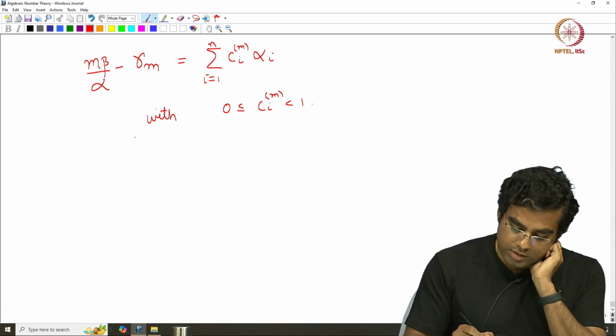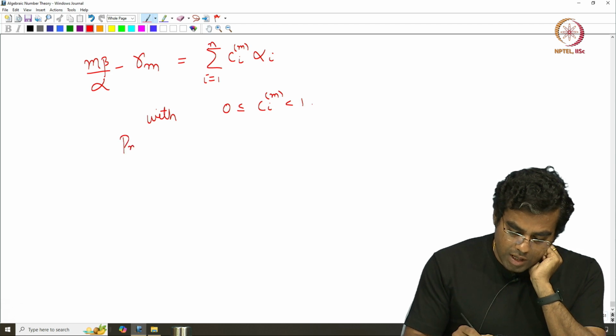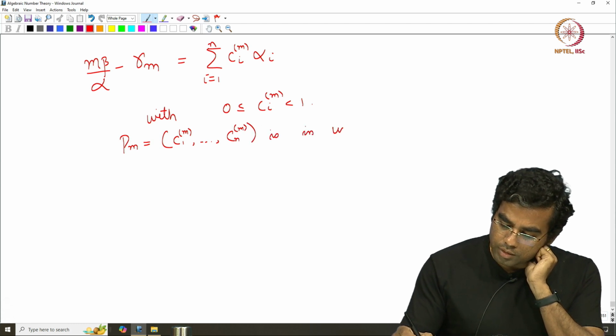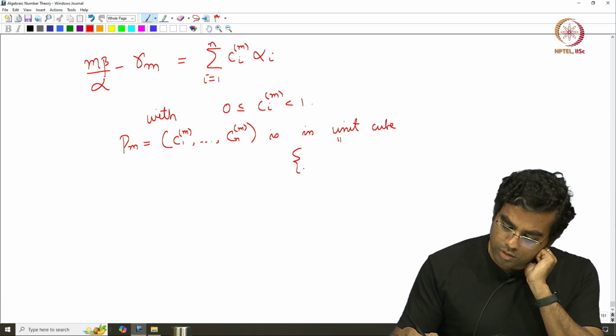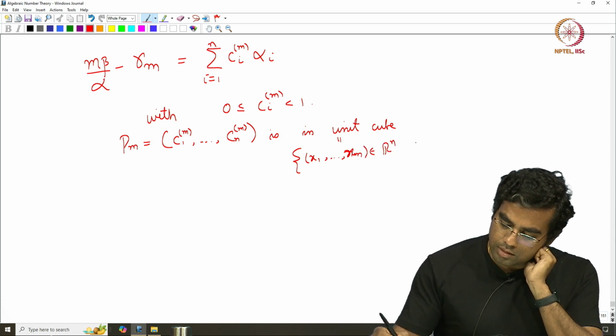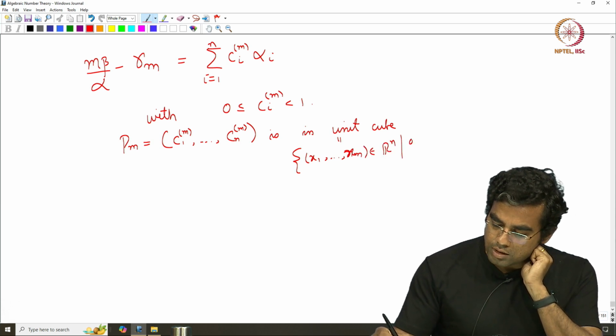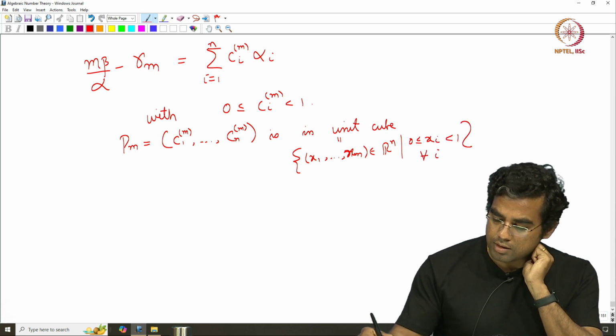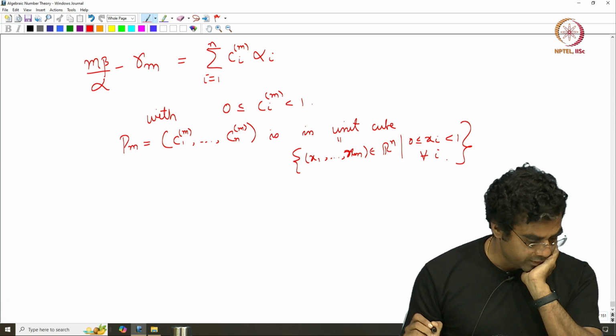Right. So, this P_m, which is equal to (c_1m, and so on up to c_nm), is in the unit cube, right. What is this unit cube? Well, this is the set of (x_1, up to x_n) in R to the n, such that 0 is less than or equal to x_i is less than 1 for all i. This is the unit cube, the obvious thing.